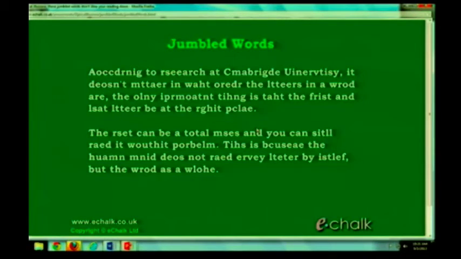Wow, you guys are good. So yeah, we can read it, right? Except if you actually look at the letters, what's with that?